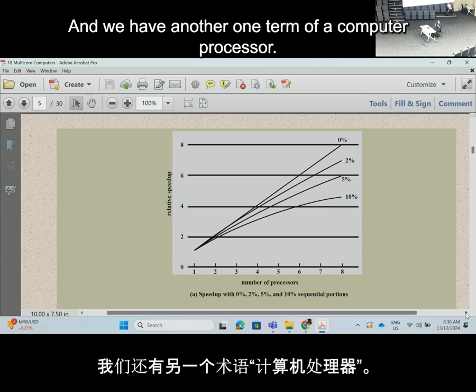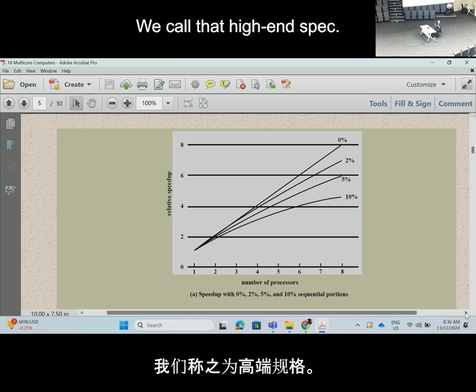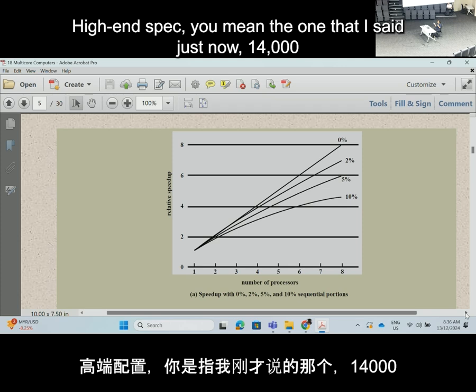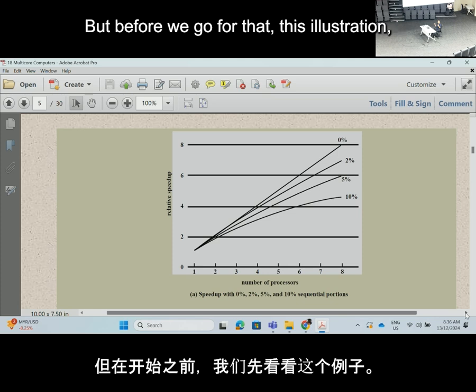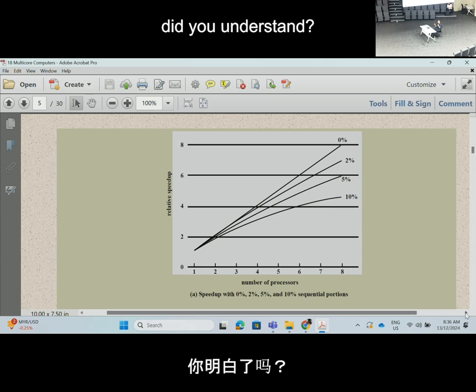We have another term for a computer processor, which we call high-end spec. High-end spec, I mean the one that I mentioned just now, 14,000 ringgit Malaysia, which has a GPU. But before we go to that, this illustration, did you understand?